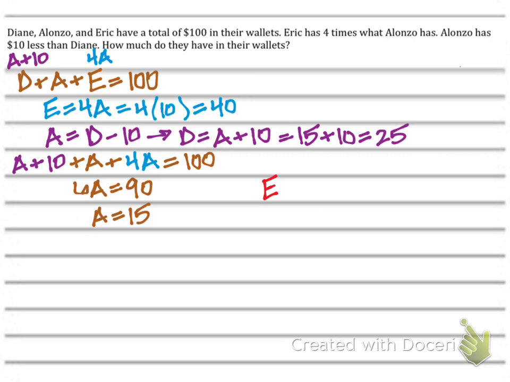So Eric has $40. Diane has $25. And poor Alonzo only has $15.